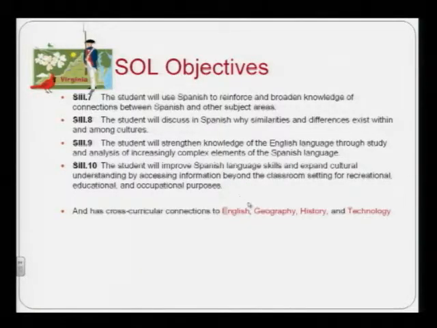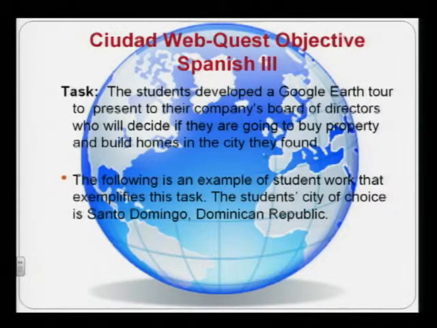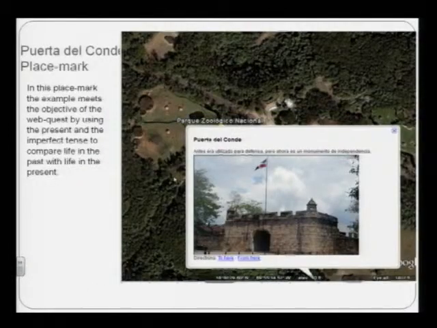It shows here that not only does this address the SOL objectives for Spanish, but also cross-curricular connections to English, geography, history, as well as technology. The students developed a Google Earth tour that they had to present to the board of directors. And this is an example of some student work, one of the exemplary examples. The students chose Santo Domingo, Dominican Republic.